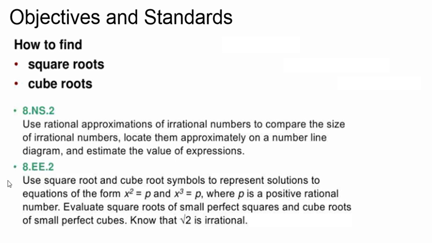We're also going to use square root and cube root symbols to represent solutions to equations in the form x squared equals p and x cubed equals p, where p is a positive rational number. We're also going to evaluate square roots of small perfect squares and cube roots of small perfect cubes, and to know that the square root of 2 is irrational.